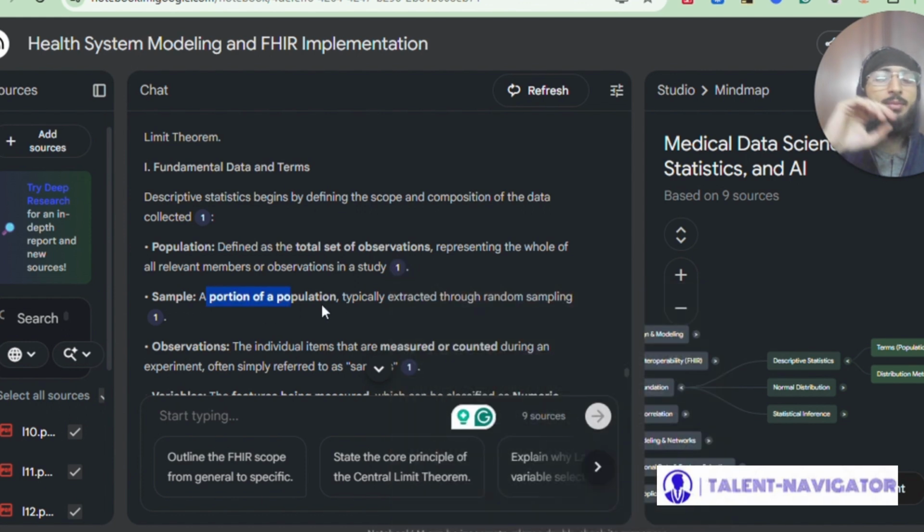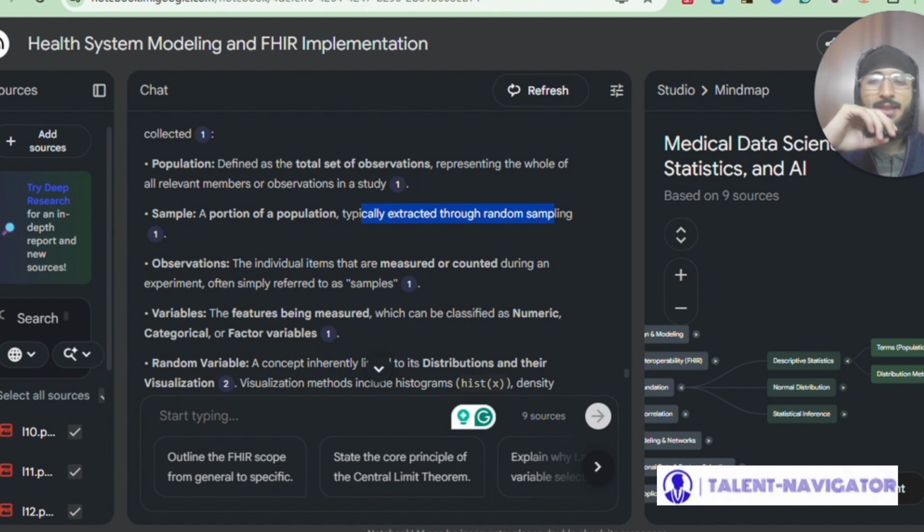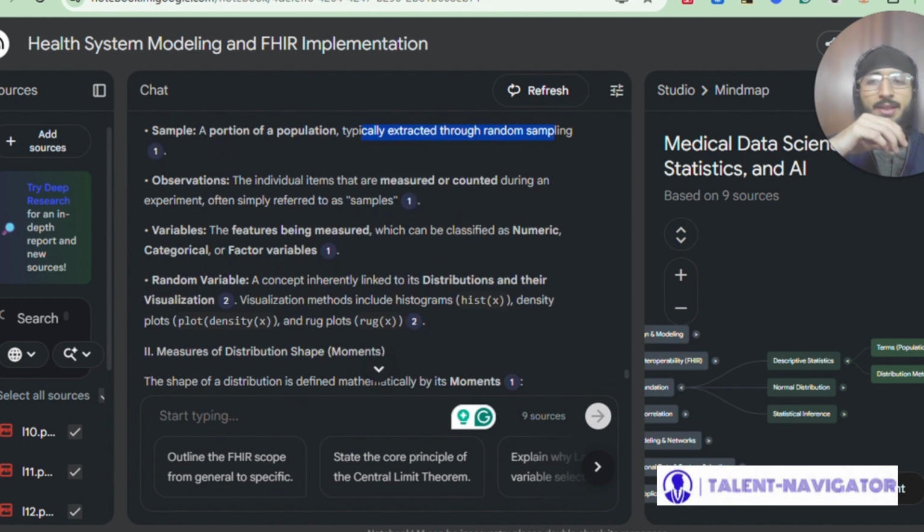Then we have sample. It is a portion of the population, typically extracted through random sampling. Then we have observations, which are basically the individual items that are measured or counted during an experiment, often simply referred to as samples. Then we have variables, which are basically the features that we are measuring, which can be classified as numeric, categorical, or factor variables. Then we have random variables. It is a concept inherently linked to its distributions and their visualization. So some methods include histograms like hist(x), density plots, and other plots using this.